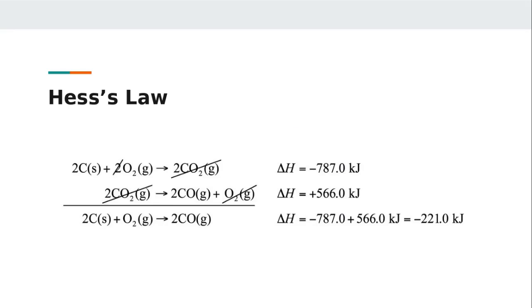So that's why Hess's law works. Okay, and this is just a quick example of Hess's law. You can see that we found a final equation by canceling out the reactants and products that we don't need, and we just added together the two delta H's to find the final delta H.